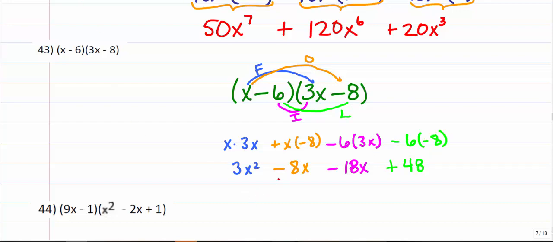Now I notice that the two terms in the middle are like terms because they both are just x's. So when I combine the two negatives, I just add and keep it negative. And so there is my FOIL problem.